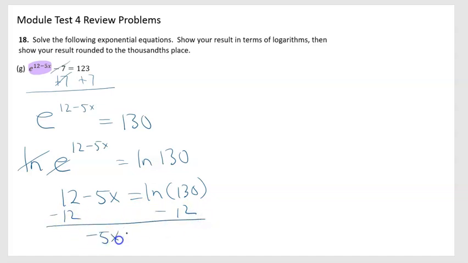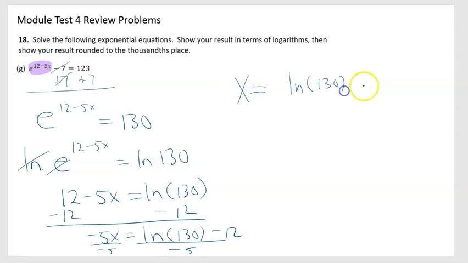So I have negative 5x is equal to, now you can't subtract 12 from 130 because it's within the natural log. You may just want to write down the natural log of 130 minus 12. That's the best way to go. Next step, divide each side, the entire side, by negative 5. So my exact answer is the natural log of 130 minus 12, divided by negative 5. Now, we don't like negatives in the denominator. So if you want to take that up to the numerator, it's going to make that natural log negative and that negative 12 positive. So I'm going to put the 12 first and then write the minus natural log of 130, divided by 5.